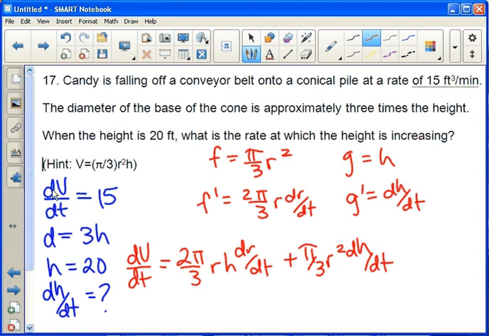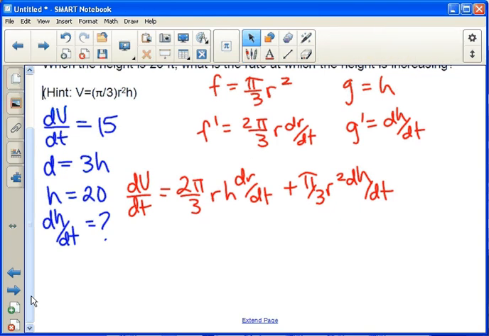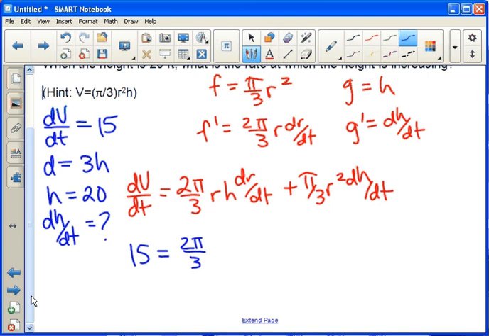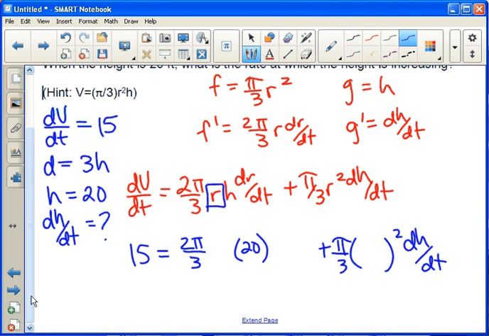Okay, so let's plug in what they gave us. They gave us dV/dt, that's 15, so that's going to go right here. 2 pi over 3 is just a constant. They didn't give us the radius, so let's pause on that. h is 20. We don't know dr/dt at the moment. Again, we don't know the radius yet. And dh/dt is what we're trying to find. So what we're missing right now are the r and the dr/dt.